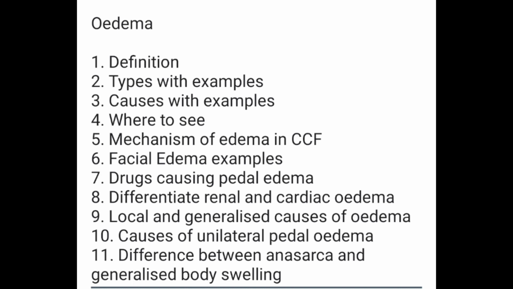Now, anasarca and generalized body swelling. Generalized body swelling is when the edema is present in two non-contiguous portions of the body. And anasarca is the generalized body swelling plus the accumulation of fluid in the 3 serous cavities of the body, either peritoneum, pleura or pericardium.